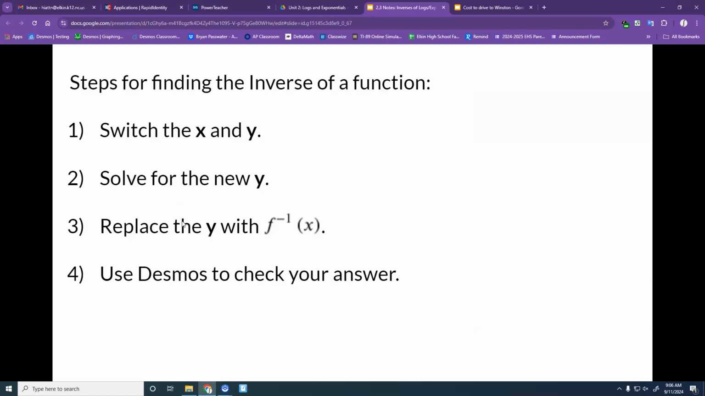All right. So, steps for finding the inverse of a function. We have already done this. We just haven't done it with logs and exponentials, right? We are going to switch the x and y. We're going to solve for the new y. We're going to replace that y with f inverse of x. Then we'll use Desmos to check to make sure our answer looks right.